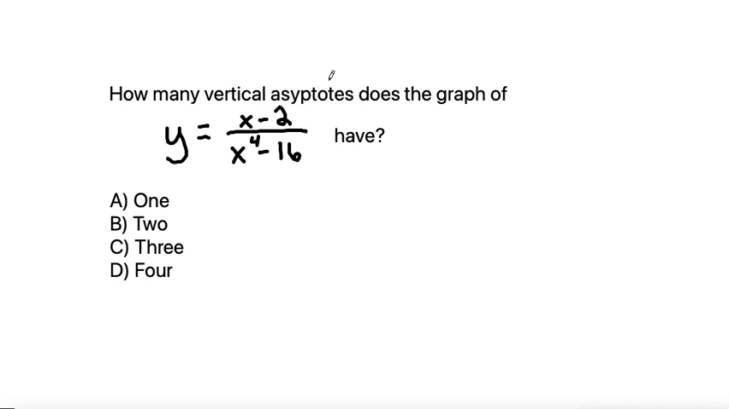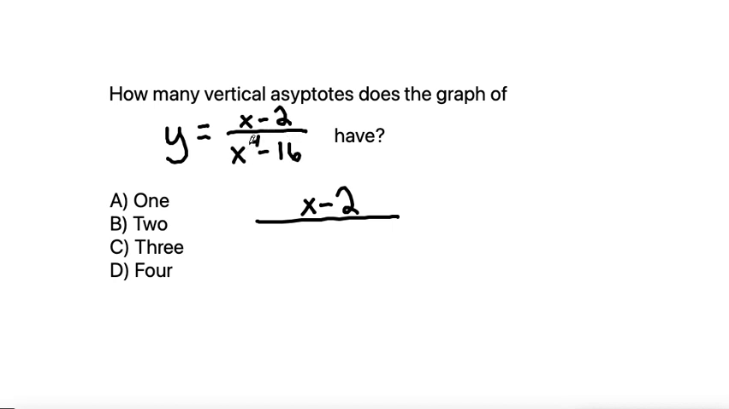So when we're trying to find vertical asymptotes on a graph, our first step, what I like to start with, is to factor our expression. So the x minus 2 is linear, and it won't really factor, so we can just leave the x minus 2 the same. But on the bottom, we have x to the fourth minus 16.